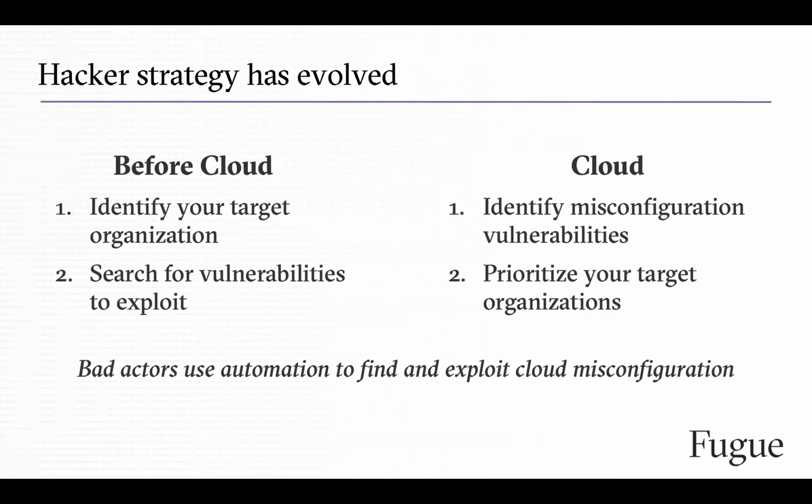In the cloud era, the mechanism by which attackers decide who to go after has inverted. So these days, the bad guys are using automation to identify vulnerabilities on any public-facing IP address or DNS record.